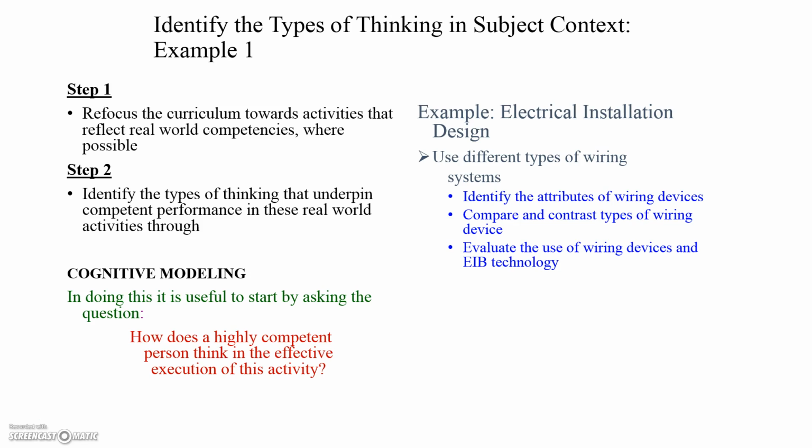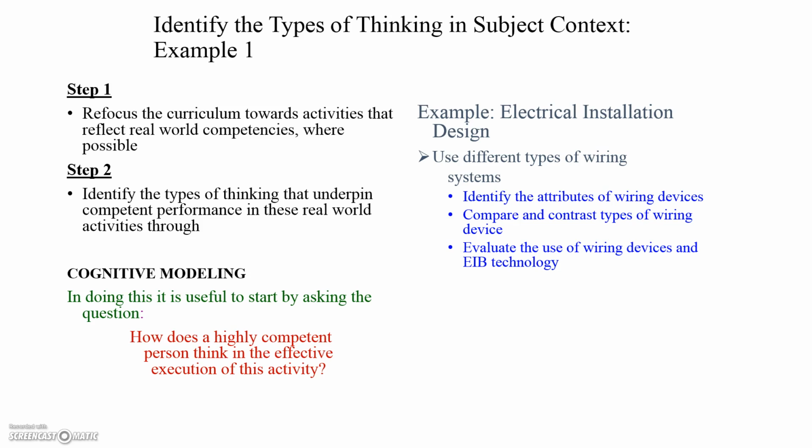Now, the process to use, and it may take a little bit of practice, is what's referred to as cognitive modelling. And that is, you're basically asking this question: how does a highly competent person think in the effective execution of this activity? So if somebody has to troubleshoot a particular circuit system, how would they go about doing that? What are the big questions that they would be asking themselves? Because that gives an insight into the types of thinking involved.